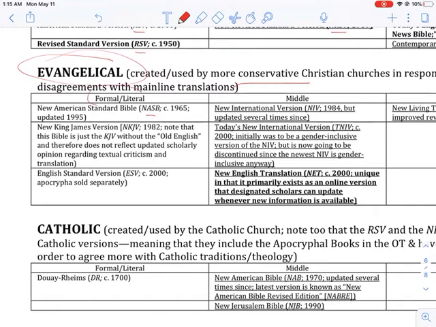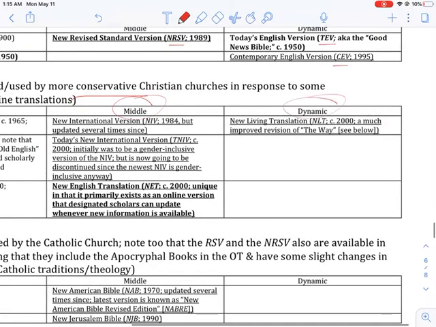Again, some of these are formal, some of these are middle, and some of these are dynamic, in particular the New Living Translation, although there have been others since 2000. I need to update this.